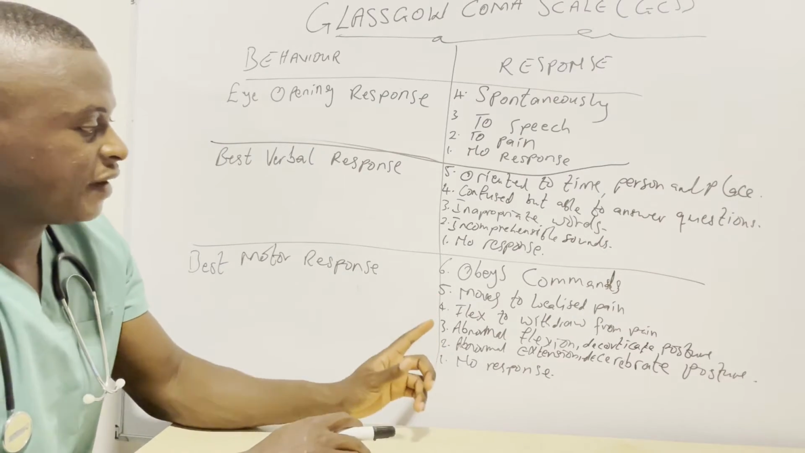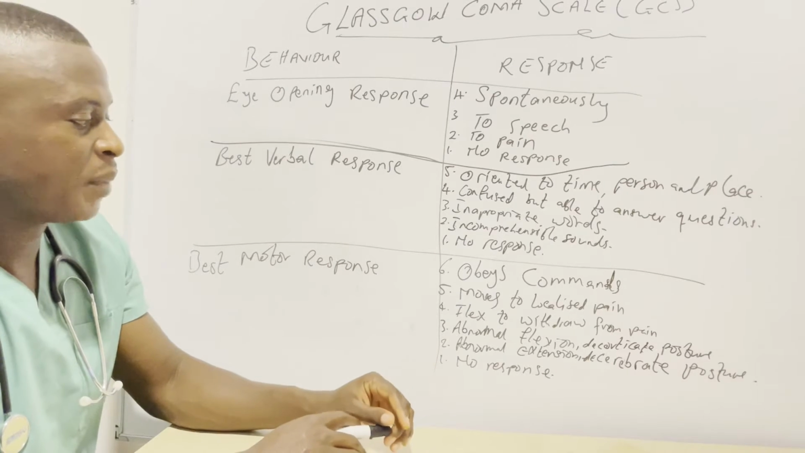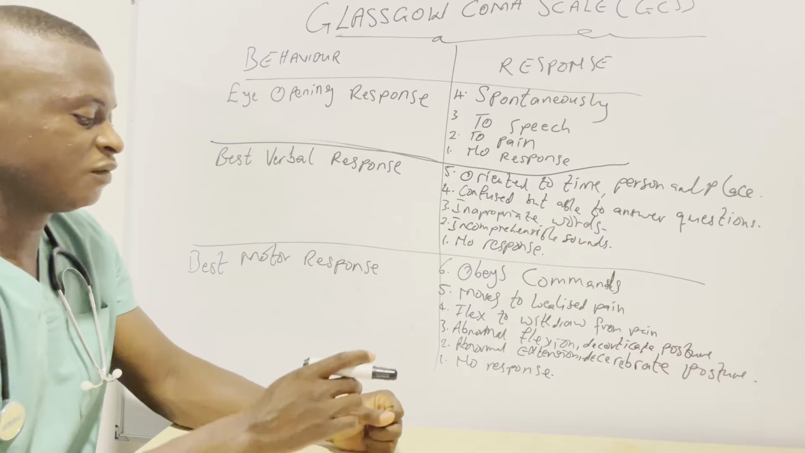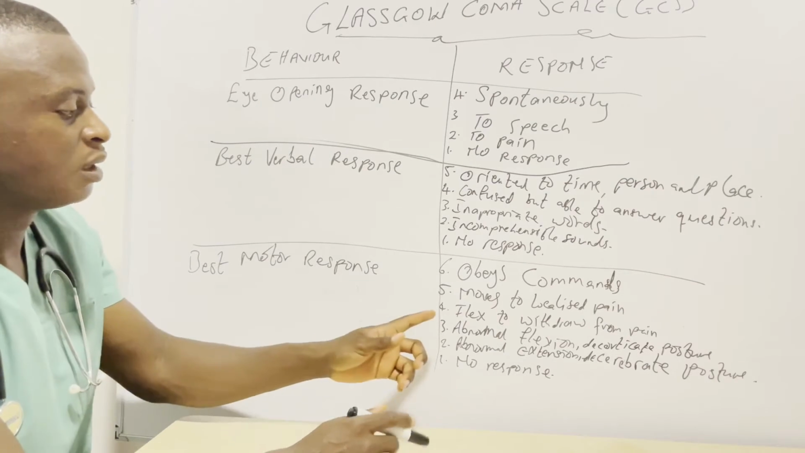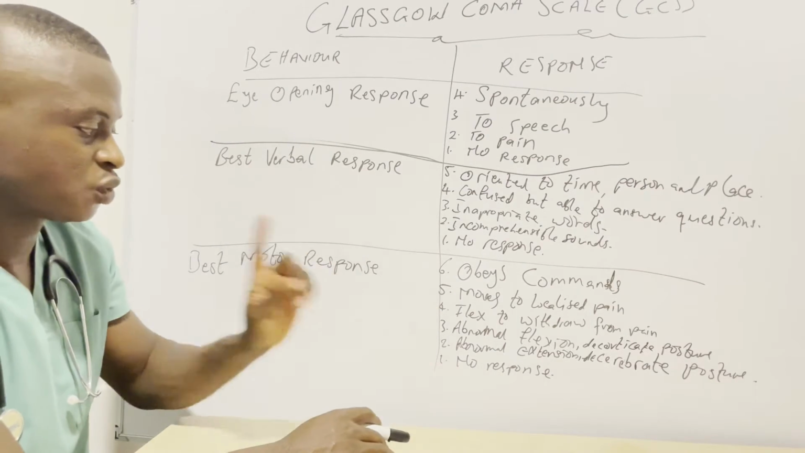All right, so flexion withdrawal from pain. So the patient is able to flex the hand. You are pinching the arm, and the patient is able to flex and then withdraw from the pain that you're inflicting. It means the patient has scored 4.